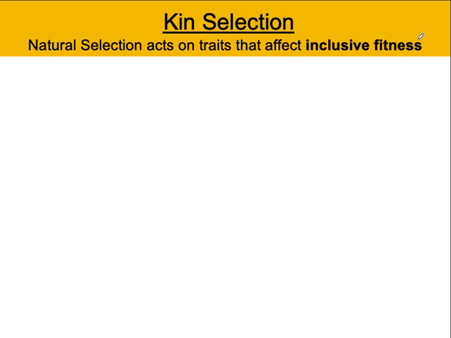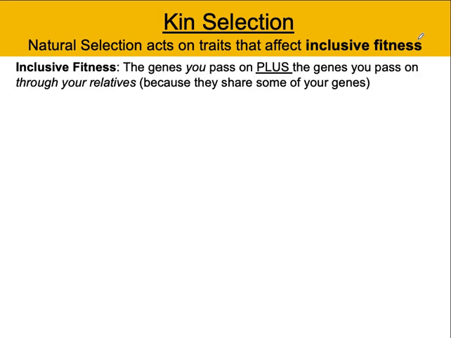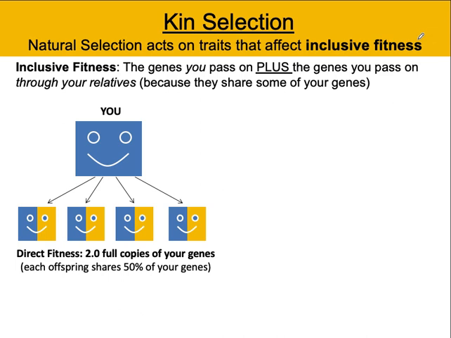Inclusive fitness, however, refers to the genes that you pass on plus the genes that you pass on through your relatives. And that's because they share some of your genes. Okay, but what does that mean still? Imagine that you, with your entire genome, all of your DNA in each of the nuclear cells in your body, and half of your DNA in each sex cell, imagine that you have 4 offspring.